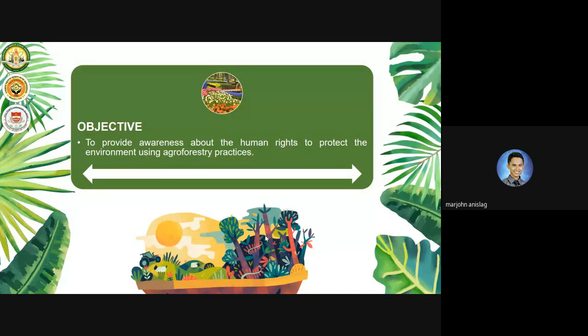Thus, to address the above problems, the objective of this presentation is to provide awareness about the human rights to protect the environment by using agroforestry practices.